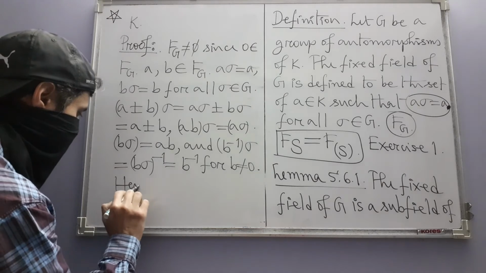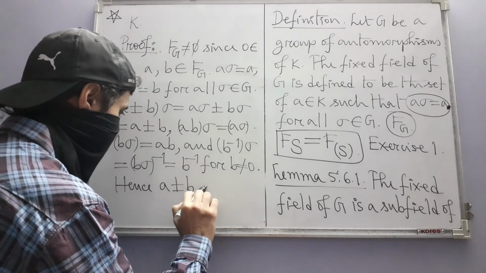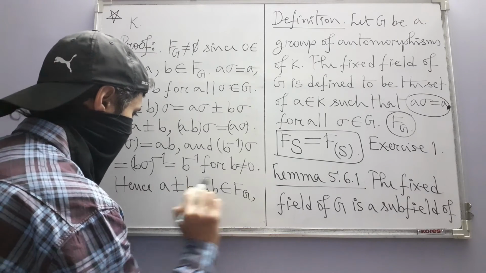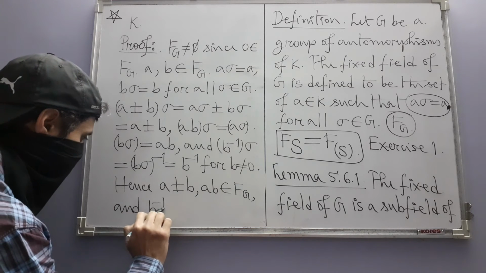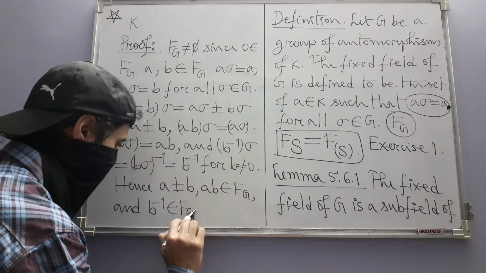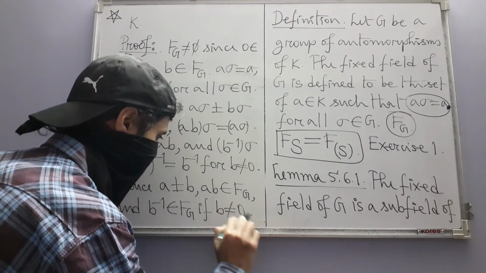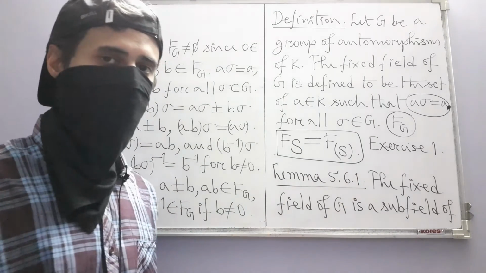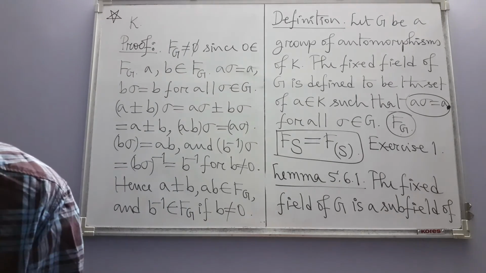Hence, the sum and difference and product belong to Fg, and the multiplicative inverse also belongs to Fg if B is non-zero, that is. And that's why Fg is a subfield of K. So it makes sense to call it a field.